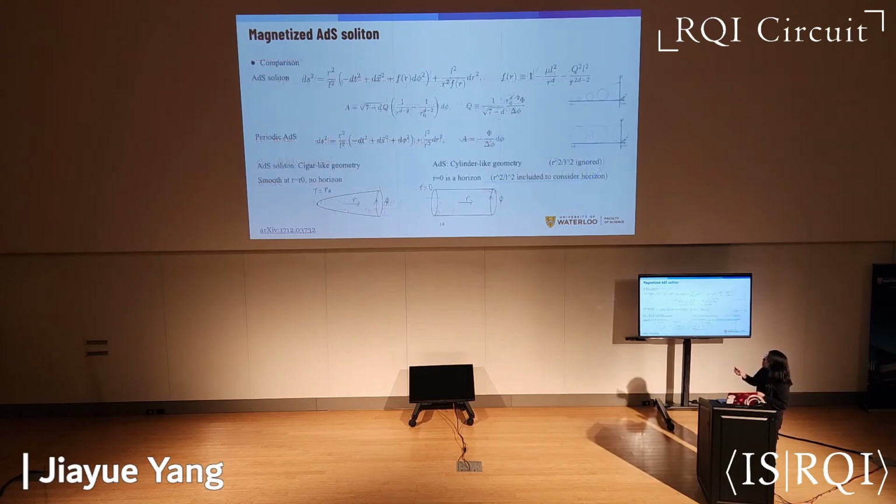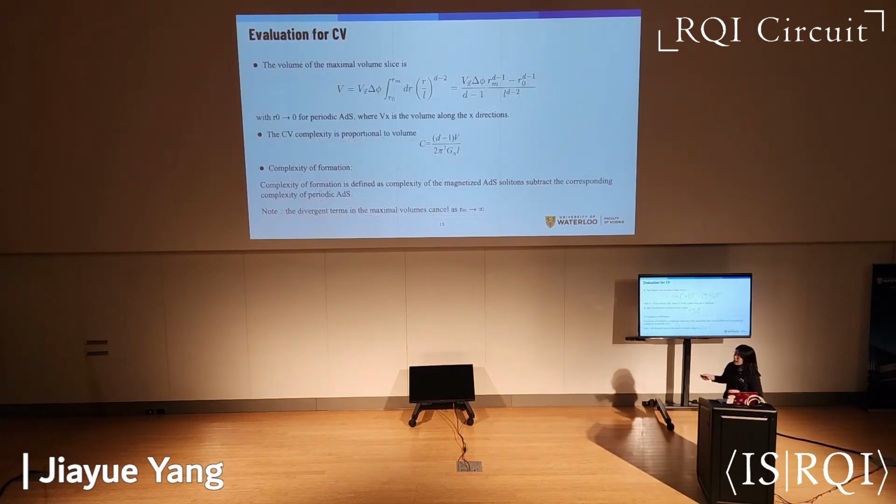Let's make a comparison between the AdS soliton metric and the periodic AdS metric. As we can see, when we let f of r equal 1 and r0 equal 0, we can reduce it to the periodic AdS case. The AdS soliton has a cigar-like geometry without a horizon, and the periodic AdS has a cylinder-like geometry with a horizon.